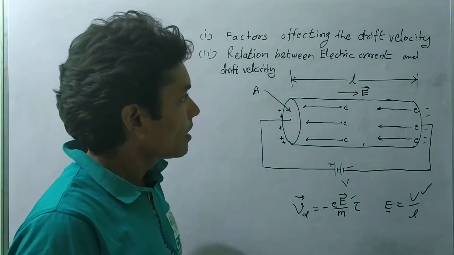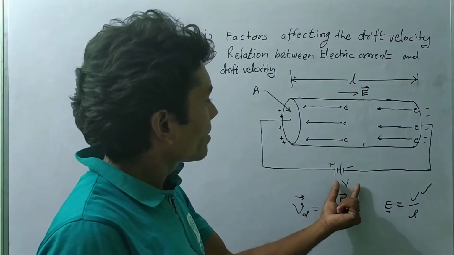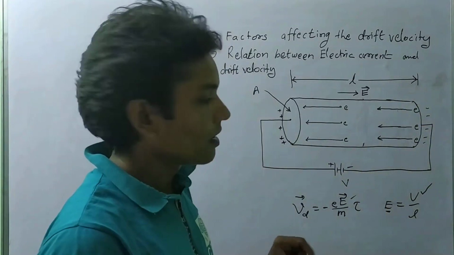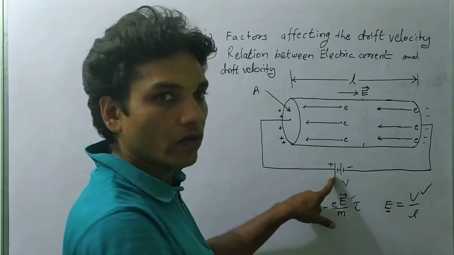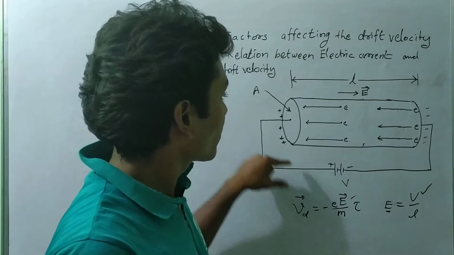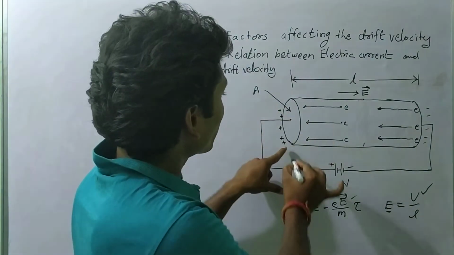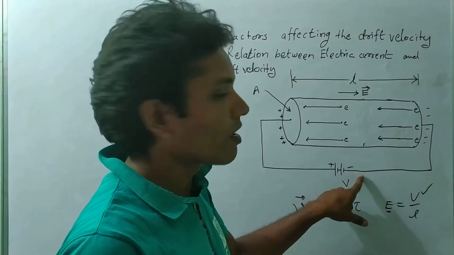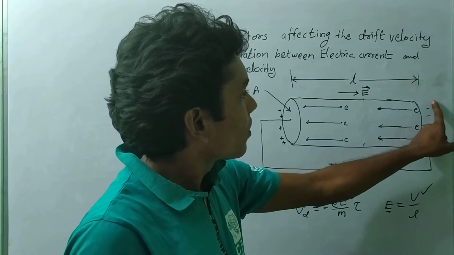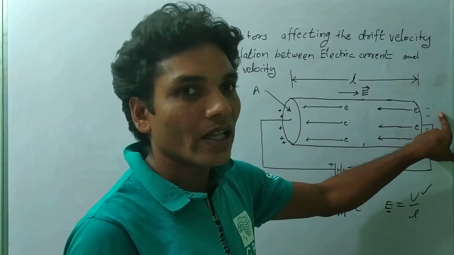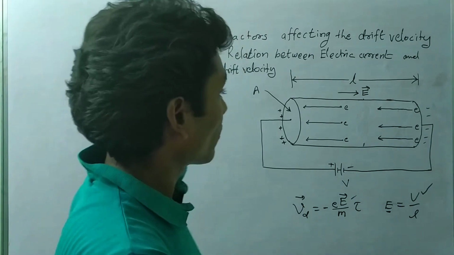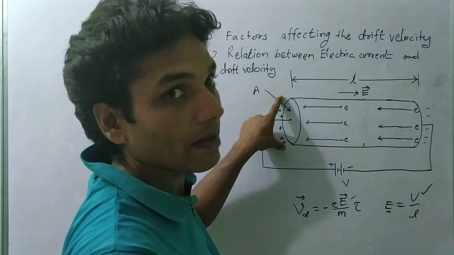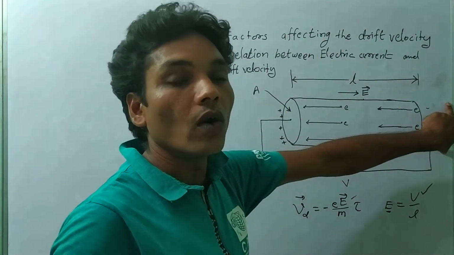Now when an external potential difference is applied across the two terminals of the conductor, this terminal is connected to the positive terminal of the battery, so positive potential will be developed here, and due to connecting the negative terminal on this end, negative potential will be developed here. Now there is a potential difference between the two ends. Positive potential means high potential, and negative potential means low potential.